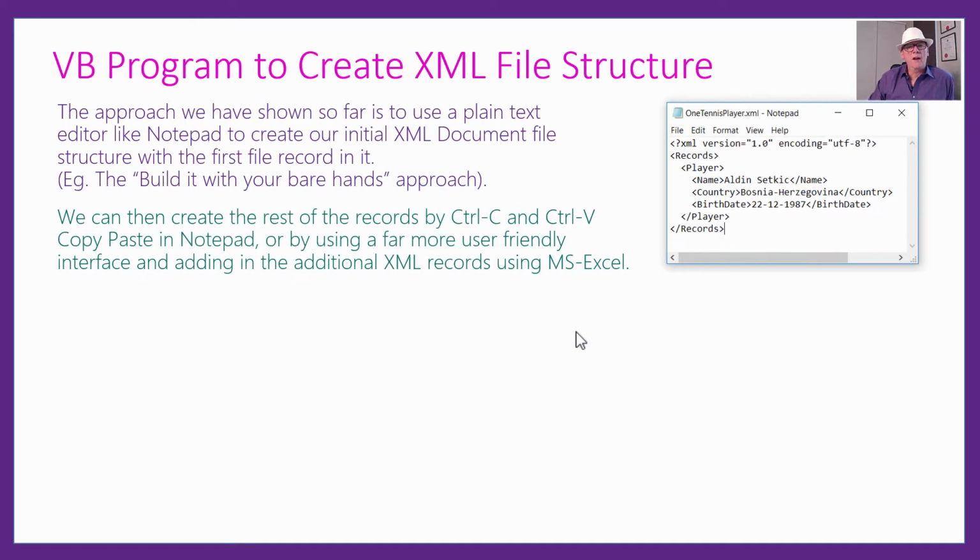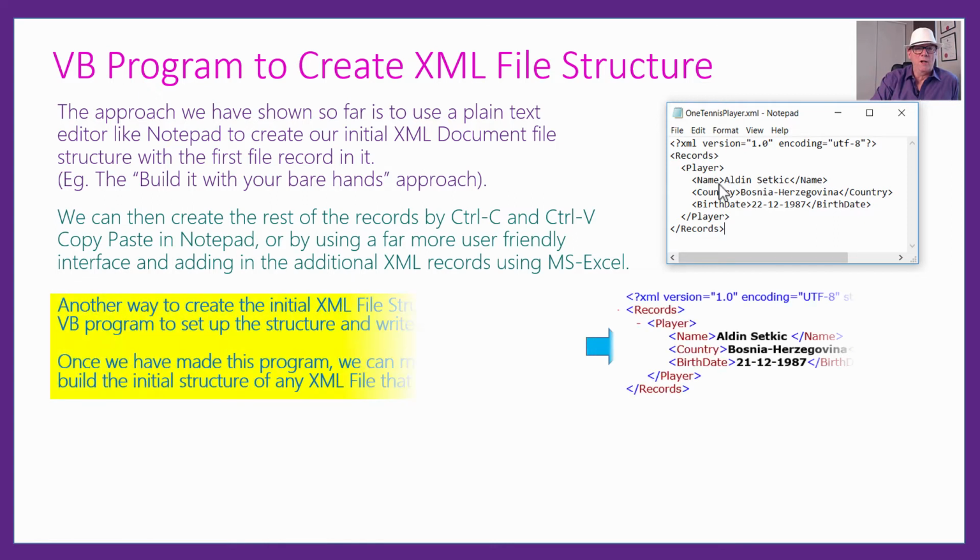Okay, the approach we've done so far is to use a plain text editor. What we were recommending from all that is basically open up Notepad, get the first bit typed in for your first record, whatever that happens to be, and then just go Control-C, Control-V, copy-paste crazy and make the other records. Or if you don't like seeing all those tags, you might save it at this stage, open it up in Microsoft Excel, and put all your other records in Excel in that nice friendly table, spreadsheet format. But either way, you'd get your XML file made.